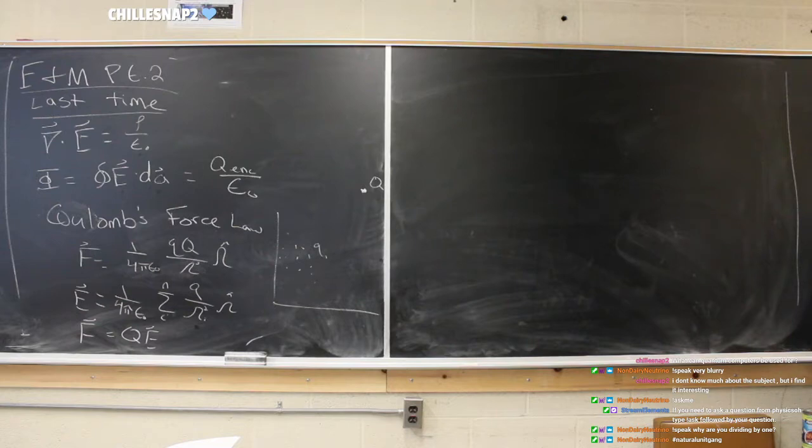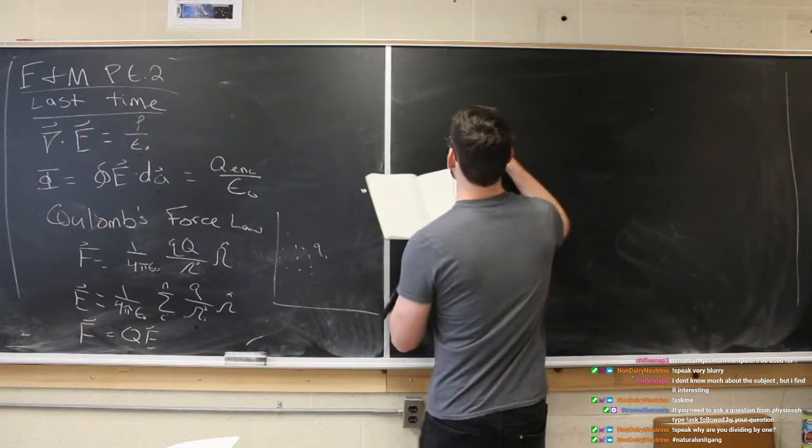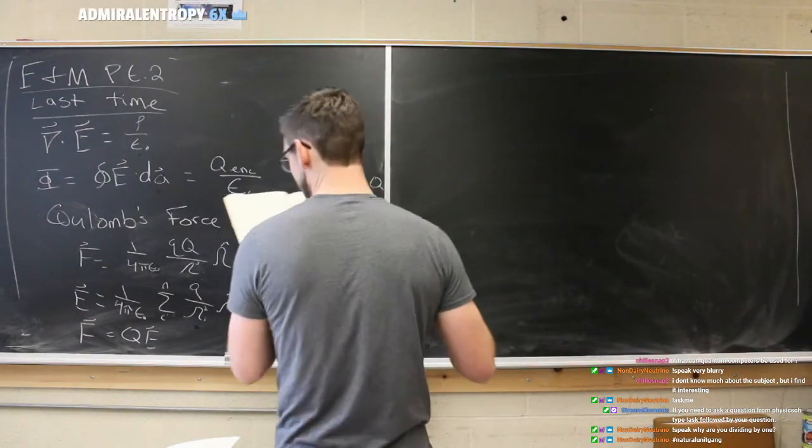All right. Now, there are 3 symmetries associated with Gauss's law. I think this is very important.